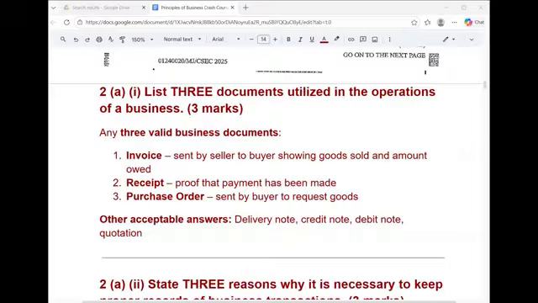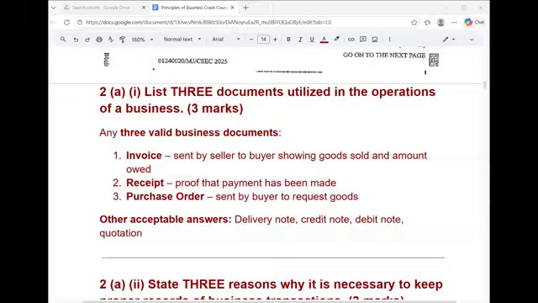The credit note: if someone or business returns goods to a company and the company doesn't give a cash refund, they could issue a credit note, which simply shows that they owe or have some outstanding balance for the customer, which they could use in any future payment.